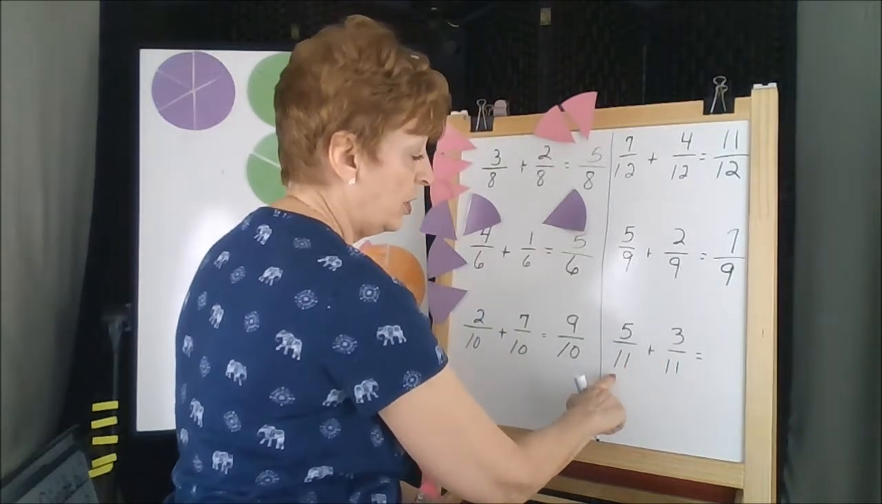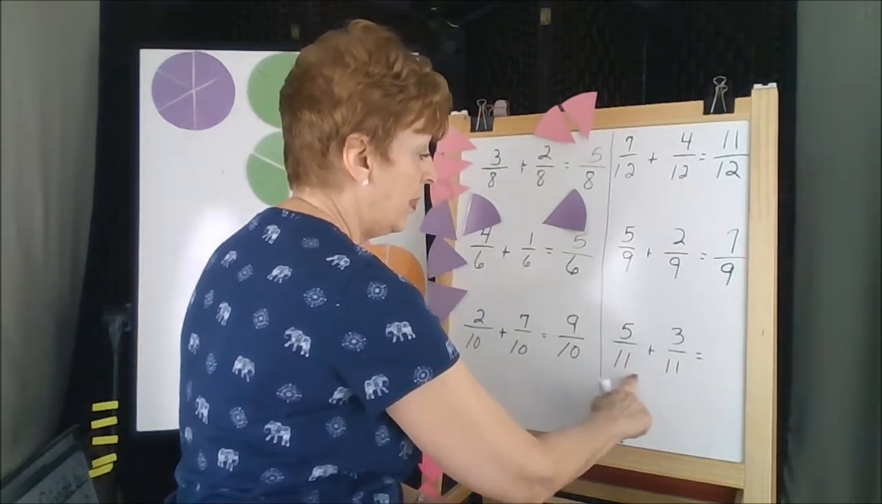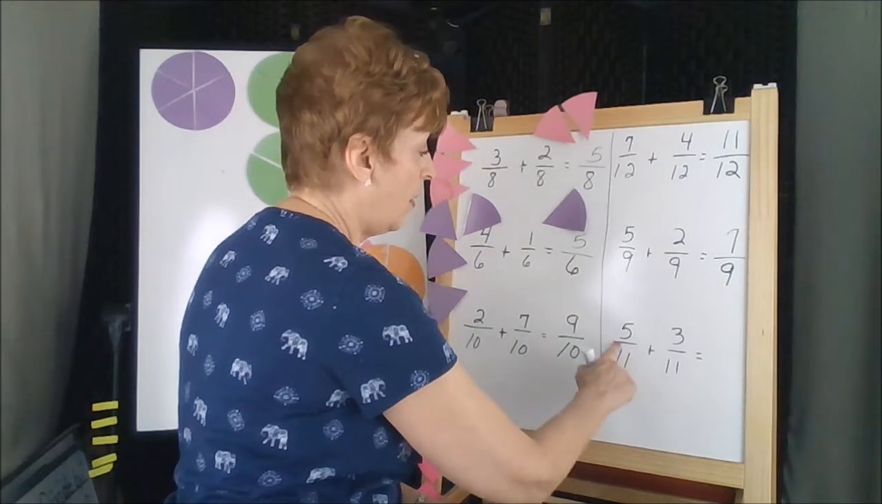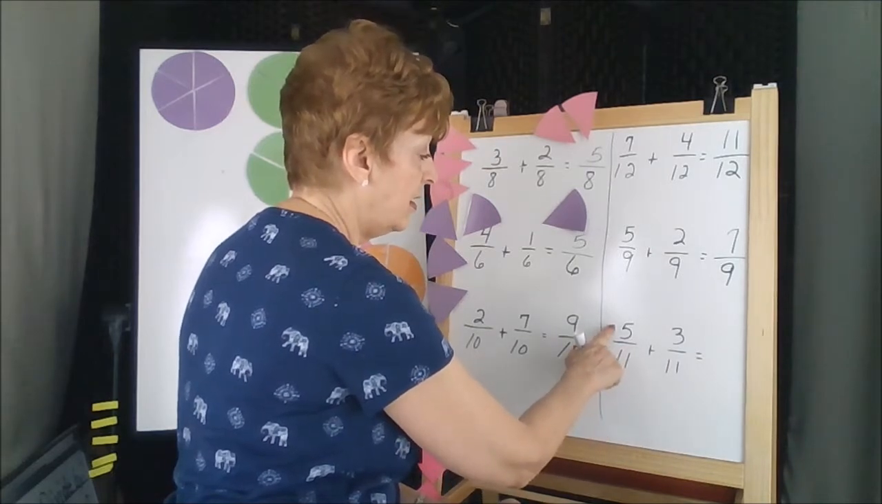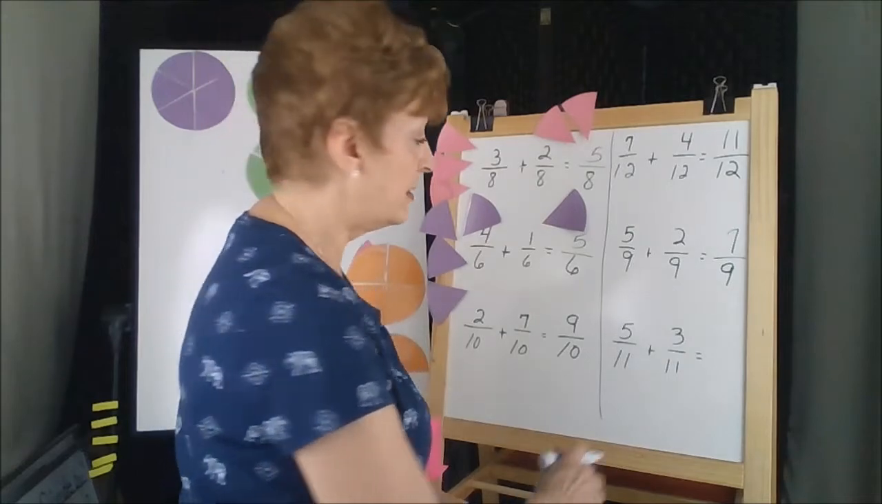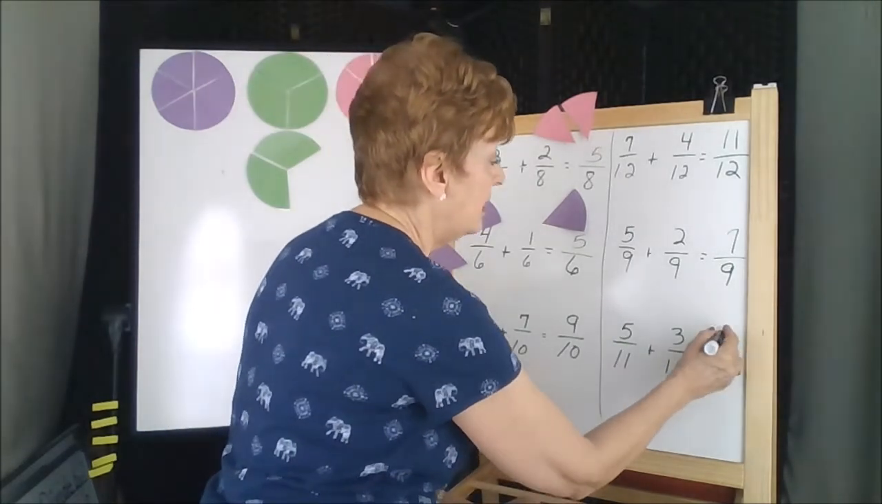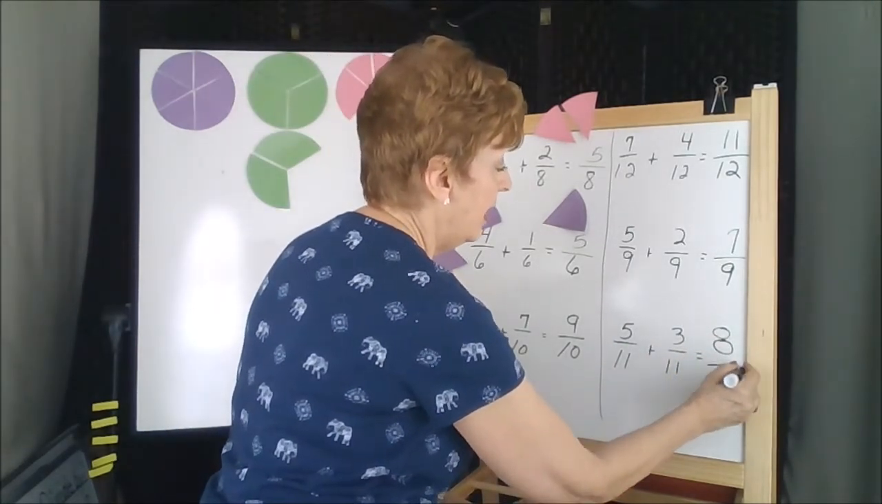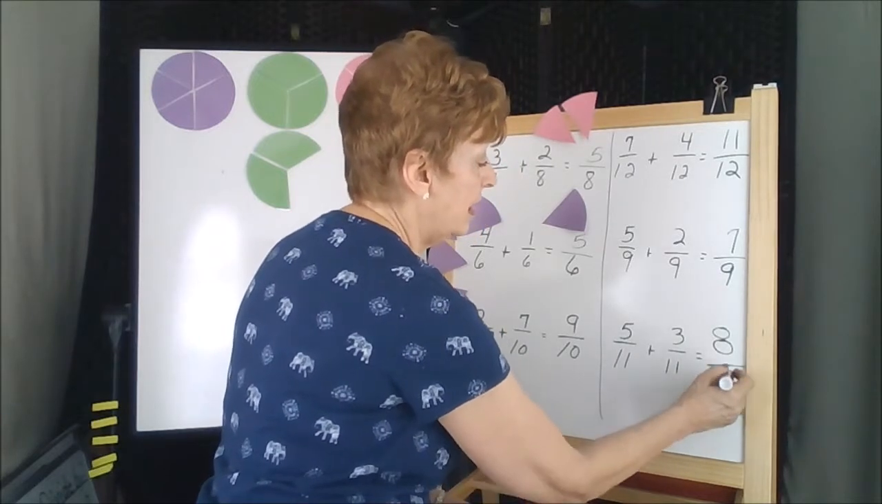And this time, we're going to just look here really quickly. They're both 11ths, so I know that these 5 pieces and these 3 pieces are the same size. 5 plus 3 is 8, and the size of the piece is 11ths.